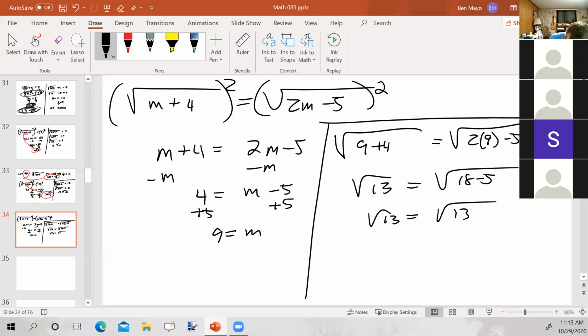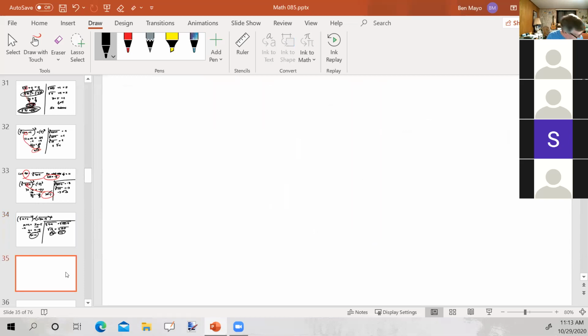Now, off the top of my head, I don't know what the square root of 13 is, but would you agree that the square root of 13 equals the square root of 13? No, I'm just kidding. Yes. Okay, good.